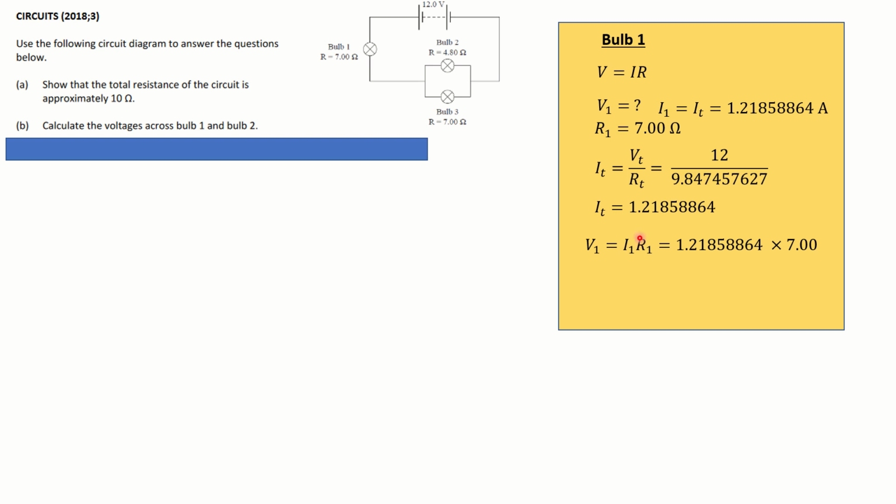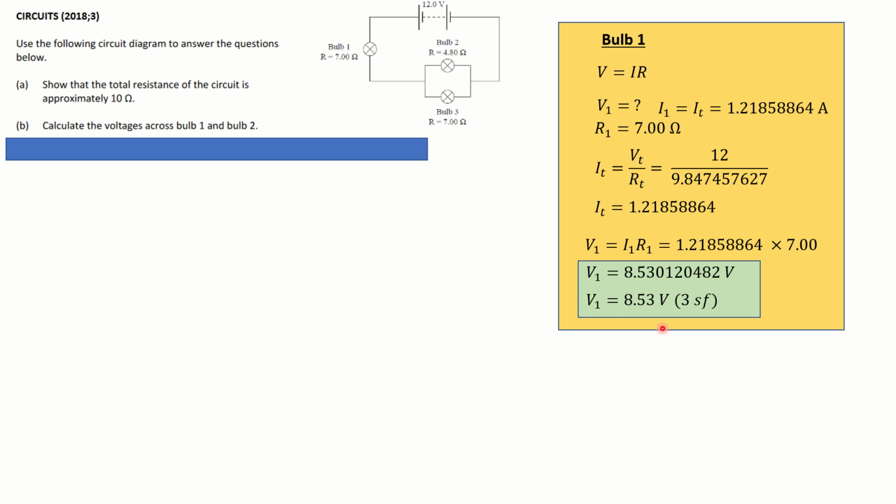Current of bulb 1, resistance of bulb 1, multiply those together, we get voltage of bulb 1 equals 8.530120482 volts. We want to take that to 3 significant figures. It is 8.53 volts. Must have the rounding, must have the unit in order to have it correct. If you forget either of those, you lose credit for the question.